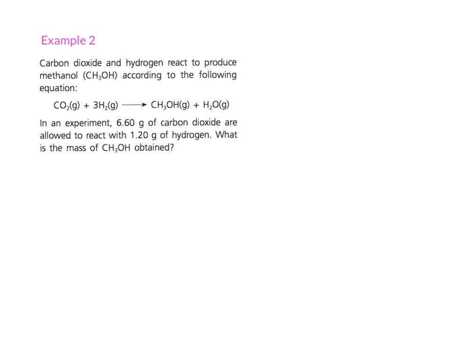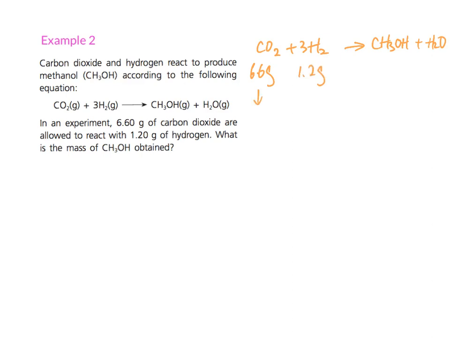Okay, you need to calculate the number of moles by yourself. So you have CO2, you have H2. Step 1, you write down the balanced equation. Step 2, you write down the data. You have 6.6 gram CO2, and 1.2 gram H2.